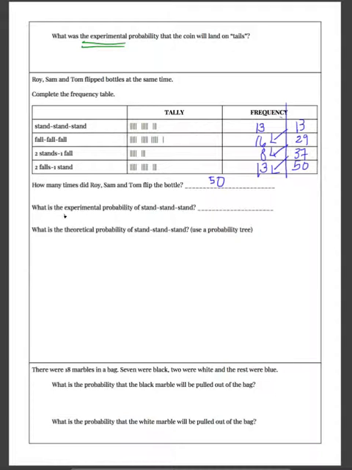What is the experimental probability of stand, stand, stand? Experimental now is based on the actual table, on the actual results of Roy, Sam, and Tom actually flipping the bottle, not because of the probability tree. So stand, stand, stand. This is what we're interested in, and how many times? 13. So the experimental probability is 13/50. What is the theoretical probability of stand, stand, stand?